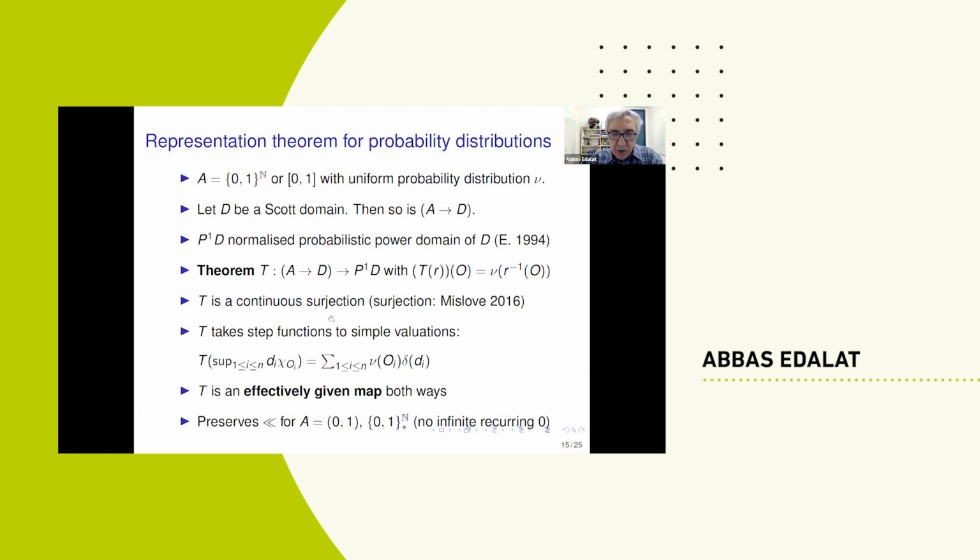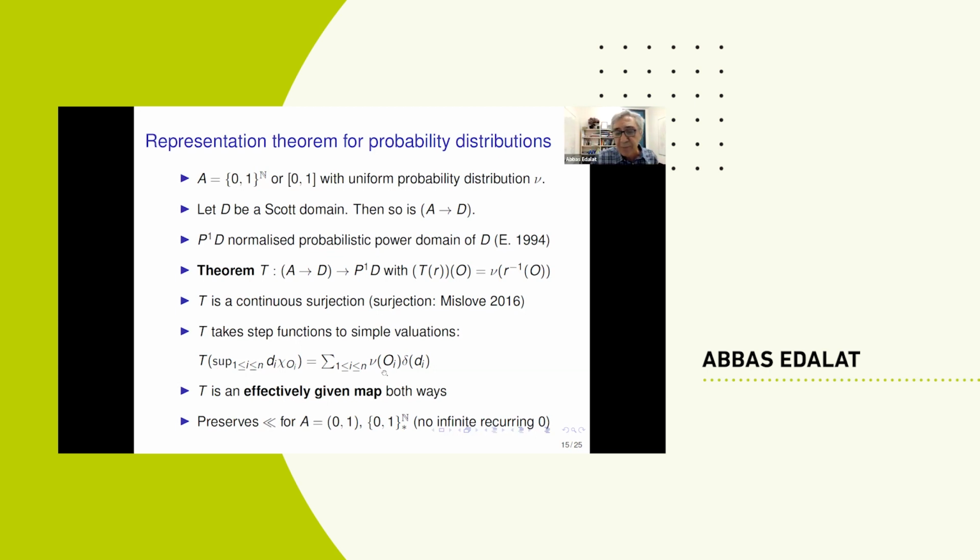And we also prove not just surjection, but also the continuity of this map, but also these other properties that T takes step functions, which are the basic building blocks of this function space, to simple valuations, which are the basic building blocks of P1D, which is a continuous domain. Namely, T takes this step function to this simple valuation in a very, very simple way. So the simplicity of the preservation of the basis elements is key to the success of this model.